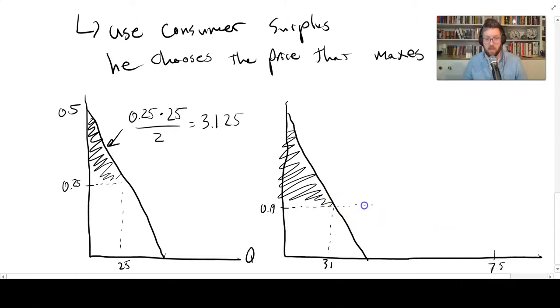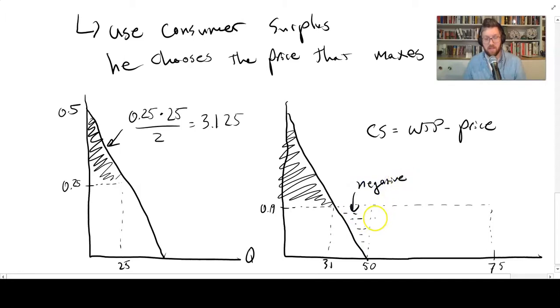Well, let's take the price out to here and think about what his consumer surplus is in each of these cases. Remember, consumer surplus is equal to willingness to pay minus price. So in this region here, which goes from 31 to 50, his willingness to pay is less than 19 cents. It's this triangle here. So this area here is negative. Okay? So we have to figure out the area of that triangle, and that's going to be negative.